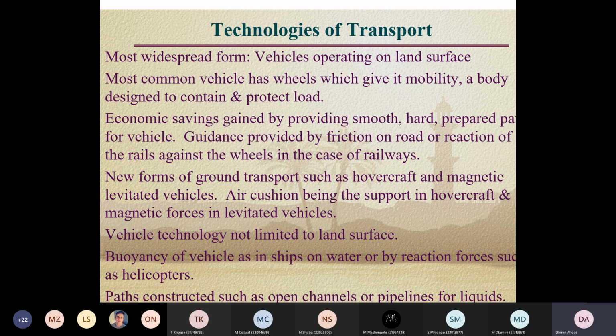So technologies in transport, the most widespread form is vehicles operating on land surface. And when we talk in terms of vehicles operating on land surface, the most common type has wheels. So your wheels basically give you the mobility. It has a body that can protect the load.